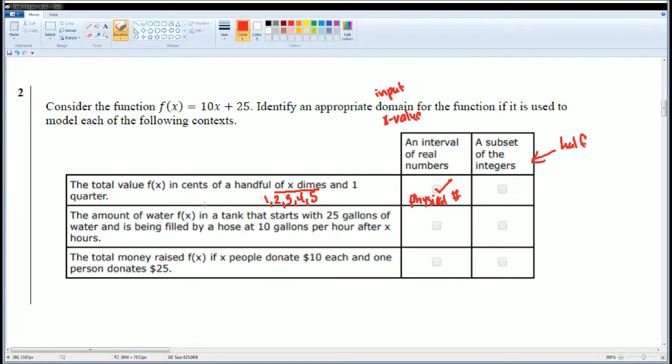Okay, the amount of water f of x in a tank that starts with 25 gallons being filled. So this is the amount of water. All right, so here's the question. Can you have a physical number of water? Yes, you can. You could have 1 gallon. You could have 2 gallons. Right? That would make sense. Now here's the question. Can you have half of a gallon? Yes, you can. Because you could cut it and it's still a gallon, right?